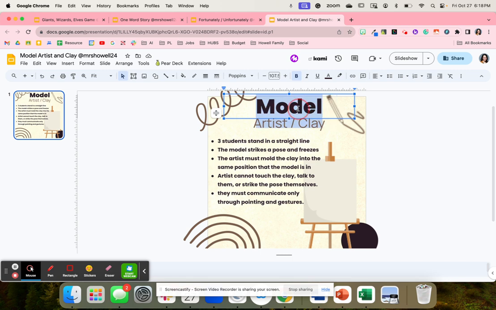Okay, so again, you have your model who's paused, and your clay cannot see the model. Your artist can see the model, and they can't touch the clay, but they have to talk to them. So it's like, okay, move your right hand up 3 inches, point your thumb towards the sky. So they have to use words to communicate the gesture that the model is doing. So again, the model freezes, they strike a pose, and then the artist is communicating to the clay what to do.